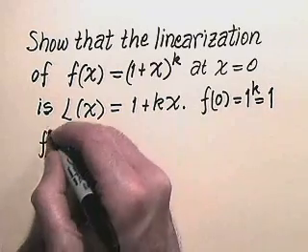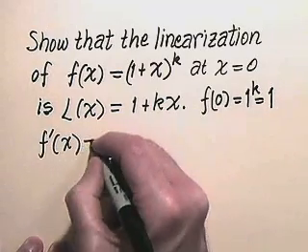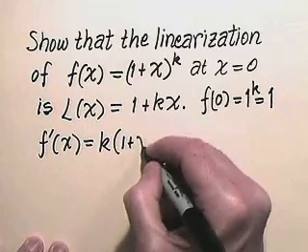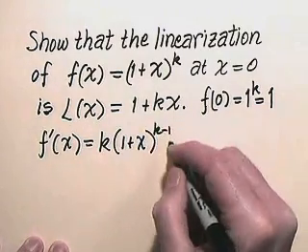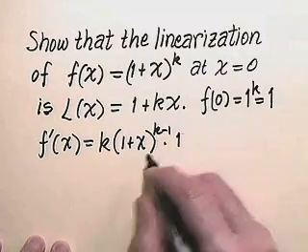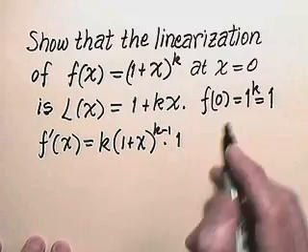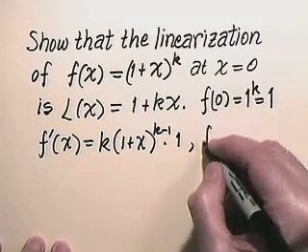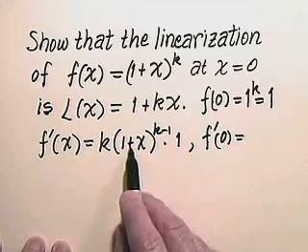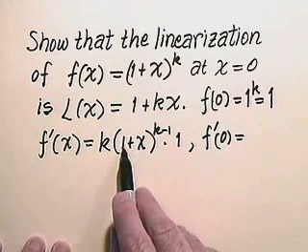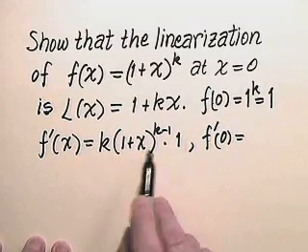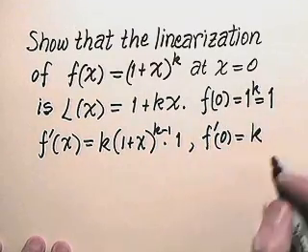And now let's differentiate the function. So we have f prime of x is, using the power rule, k times (1 plus x) to the power k minus 1, and the chain rule tells us to multiply by the derivative of what's inside. Well, the derivative of 1 plus x is simply 1. So what is f prime at 0? If I replace the x by 0, this factor just becomes 1 to the k minus 1, which is also 1. So I have k times 1, which is simply k.